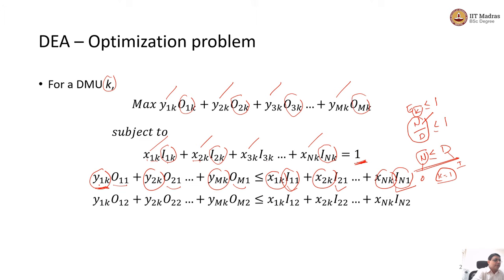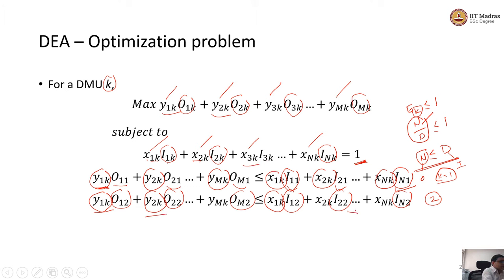Similarly, DMU number 2. Outputs are O12, O22, OM2, inputs are I12, I22, IN2. These are the inputs for DMU number 2. They are still using the weights for DMUK. So the weights have not changed, it is still Y1K, Y2K, X3K somewhere here, right? So using the weights for DMUK, DMU number 2 should not get an efficiency of more than 1.